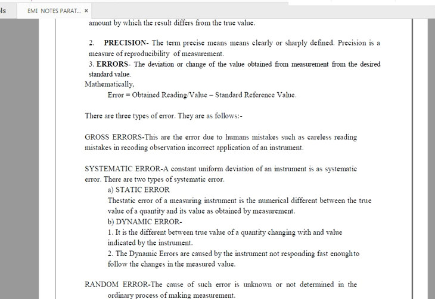Dynamic errors are caused by the instrument not responding fast enough to follow the change in the measured value. When the measured value changes frequently and the instrument doesn't respond to the frequent change, dynamic error comes.